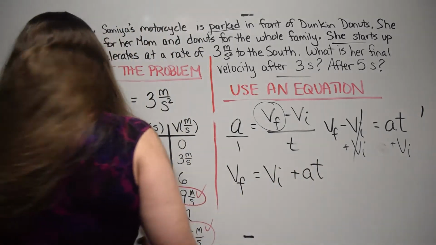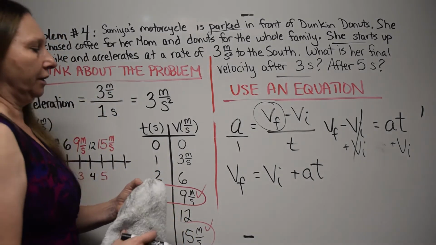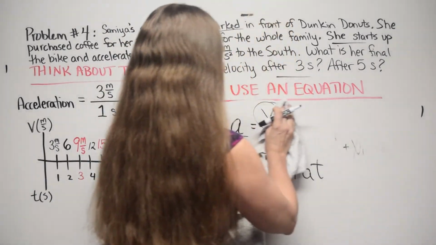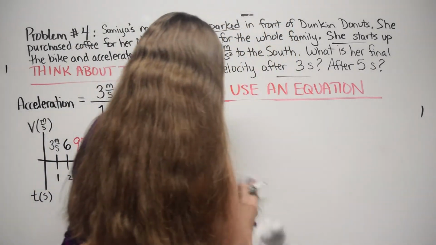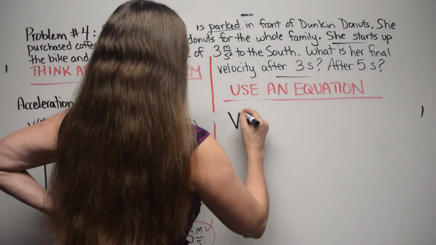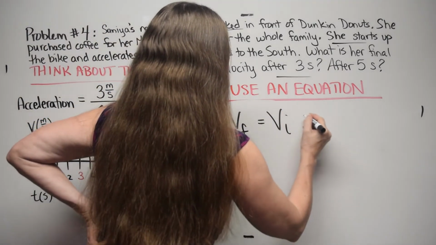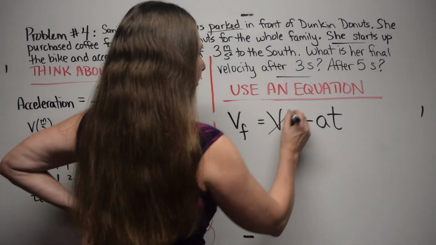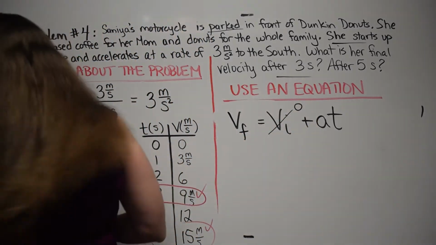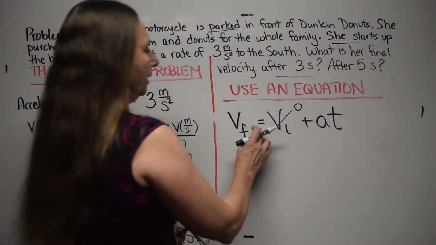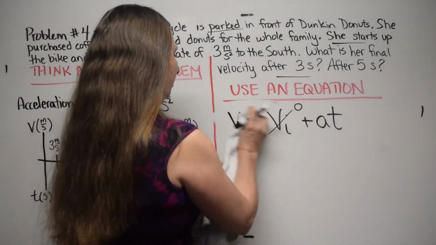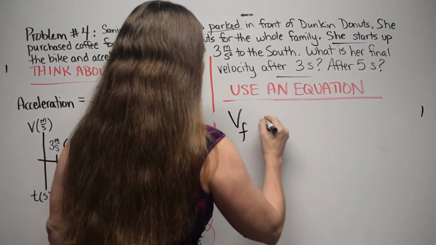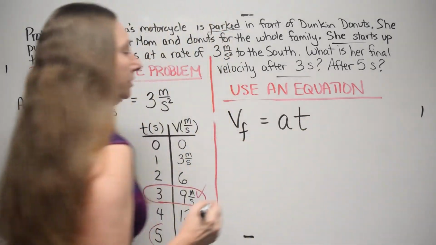This is the equation that we're going to be using to find the final velocity after a certain amount of time. So let's take that equation and move it up here. V final equals V initial plus AT. Now keep in mind, in this problem, the initial velocity was 0. So really, it's just V final equals A times T.